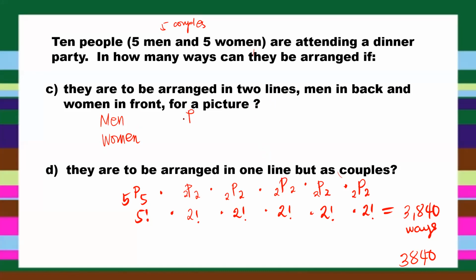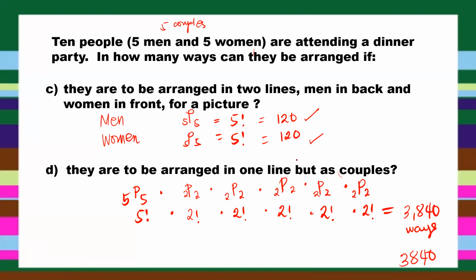That would be permutation of 5 taken 5 at a time. Ang women, ang arrangement niya ay permutation of 5 taken 5 at a time. Okay? So that's 5 factorial, 5 factorial. Magiging iba po yung arrangement nila pareho. So that's 120, 120. So there are 120 ways for you to arrange the men and 120 ways for you to arrange the women.